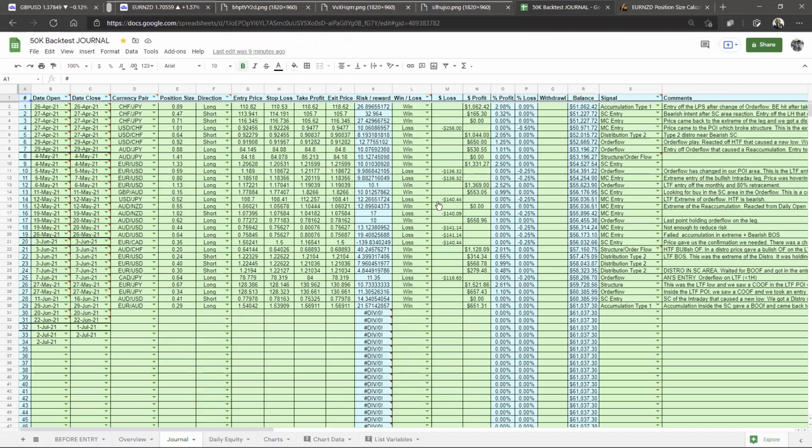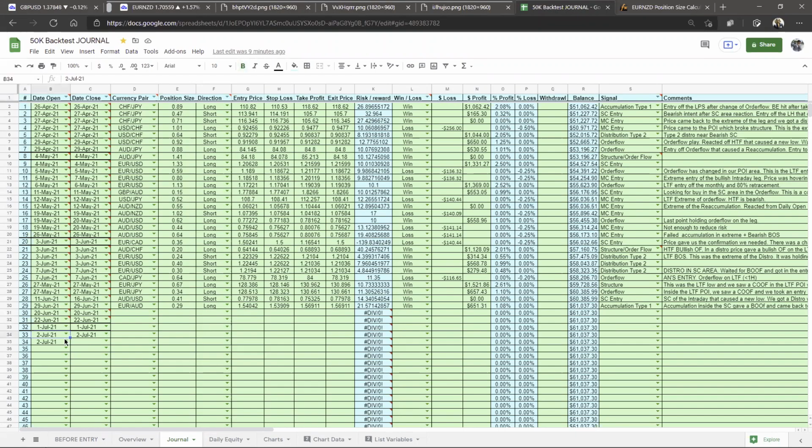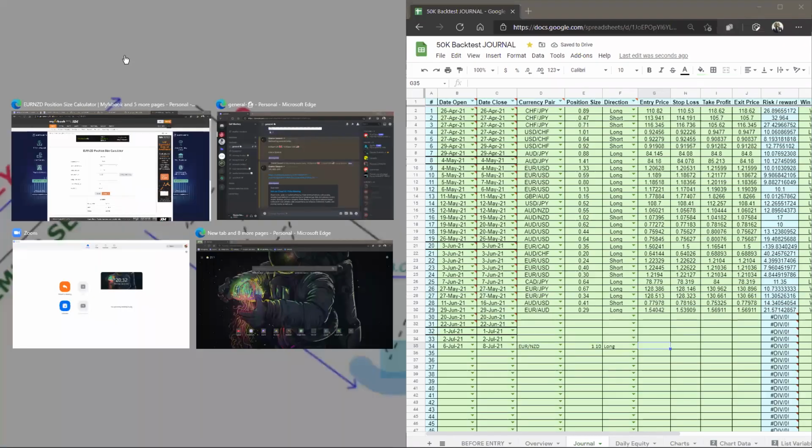So when did this happen? This happened 6th of July, and we're still, actually, we close it. So today is the 8th, and this is Euro NZD. So this one, only the first one activated, which was 1.1. It was long. Entry price. Okay, so put that into this, and then put this one into this.